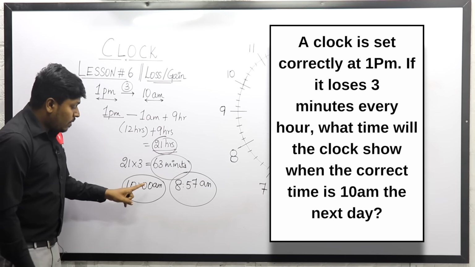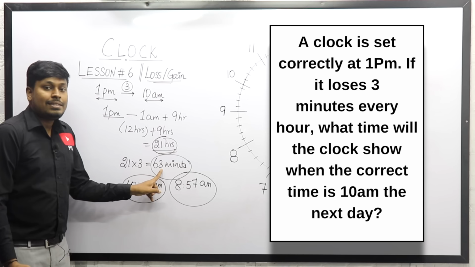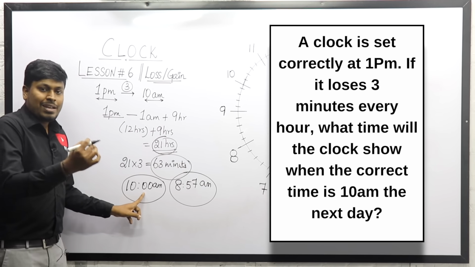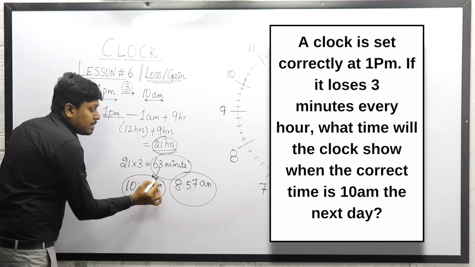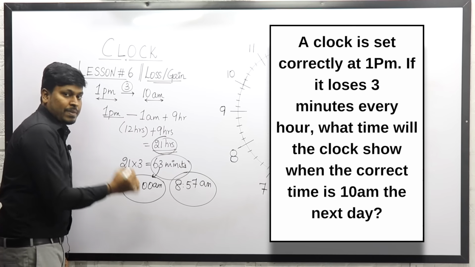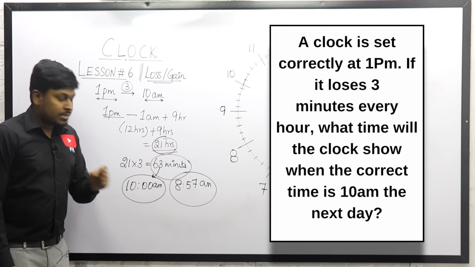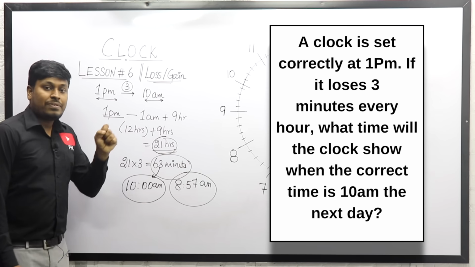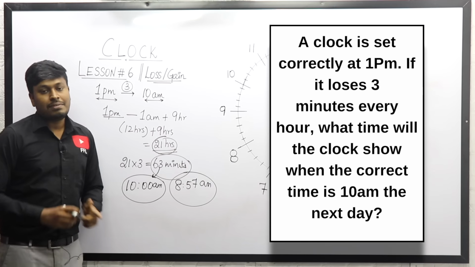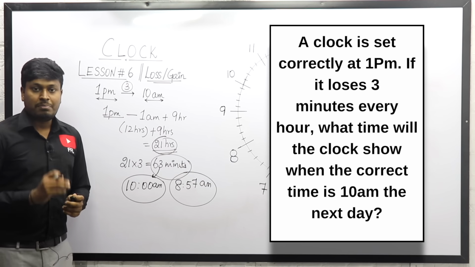Understood? The right clock will show 10 a.m. but the wrong clock is losing 63 minutes. So if you subtract 63 minutes from 10 a.m., if you can't directly subtract 63 minutes, subtract like this. First subtract 60 minutes. So 60 minutes is 1 hour. If you subtract 1 hour it will be 9 a.m. Still 3 minutes is remaining. So from 9 a.m. subtract 3 minutes will be 8:57 a.m. Understood? So this will be the answer for question number 4.